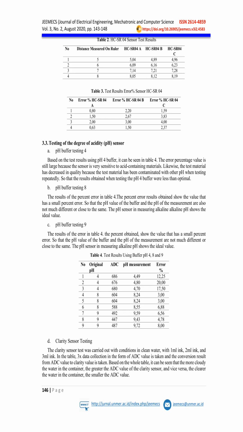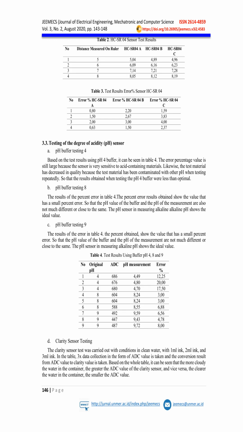3.3. Testing of the degree of acidity, pH. A. pH buffer testing 4. Based on the test results using pH 4 buffer, it can be seen in Table 4. The error percentage value is still large because the sensor is very sensitive to acid-containing materials. Likewise, the test material has decreased in quality because it has been contaminated with other pH when testing repeatedly, so that the results obtained when testing the pH 4 buffer were less than optimal.